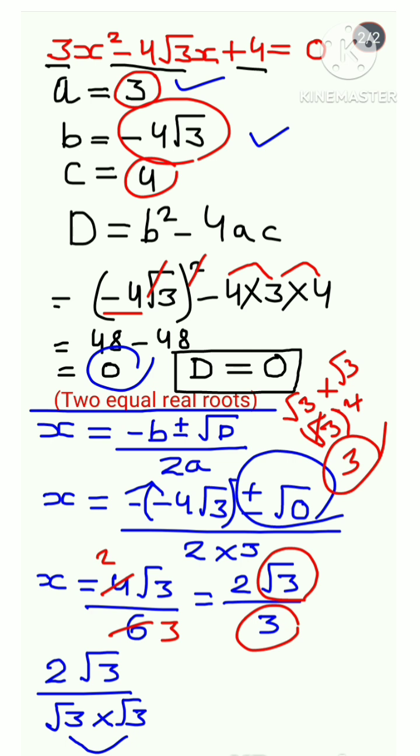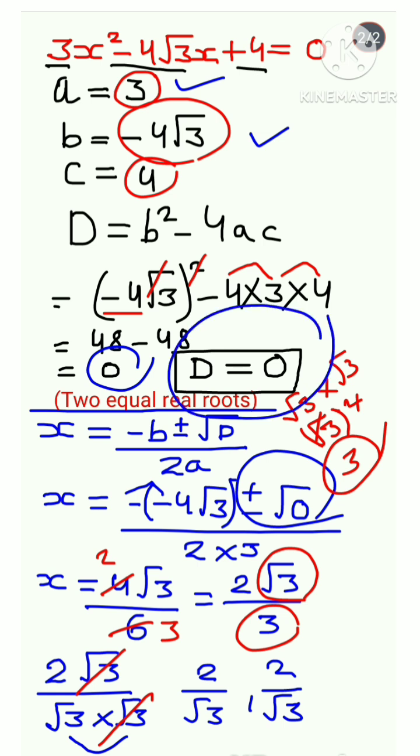Now 1 root over 3, and this root over 3 can be cancelled out, and here remains only 2 by root over 3. So it is the value of x, and another value will be the same, 2 by root over 3, because here discriminant is equal to 0, and as we know, in that condition there will be two equal real roots that we have obtained over here. This is our final answer.